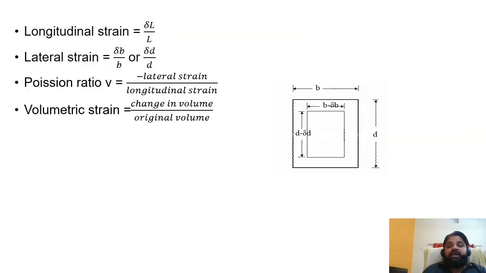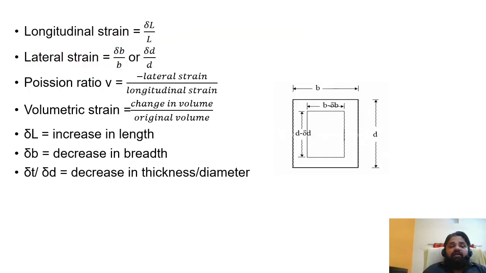A hollow rectangle says whatever the amount of B was earlier, now it has been reduced by a delta B amount. Similarly, whatever the depth or height, T, it has been reduced to D minus delta D or T minus delta T. If it is circular, then only D will come into the picture, other things will vanish.